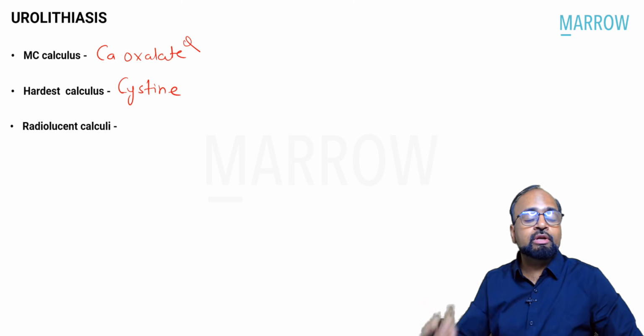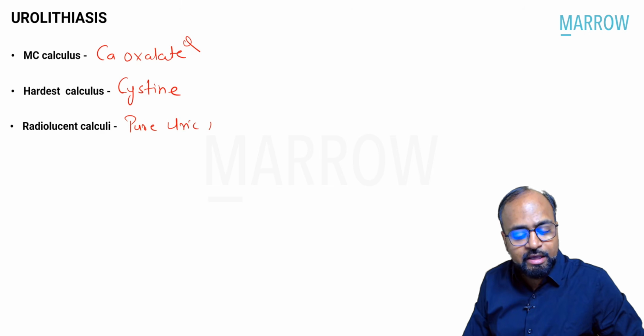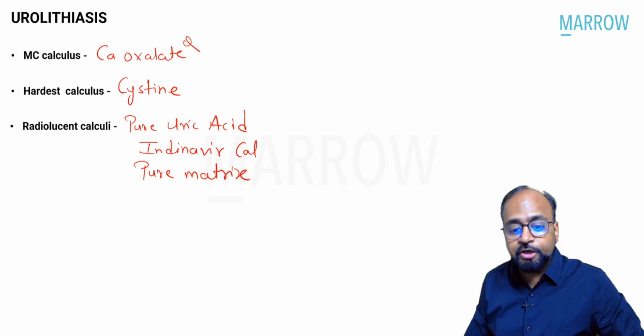Radiolucent calculi, so calculi that you will not see on X-rays, are usually pure uric acid calculi or certain medication calculi such as indinavir calculi, or pure matrix calculi. So these are the calculi which are considered to be radiolucent.